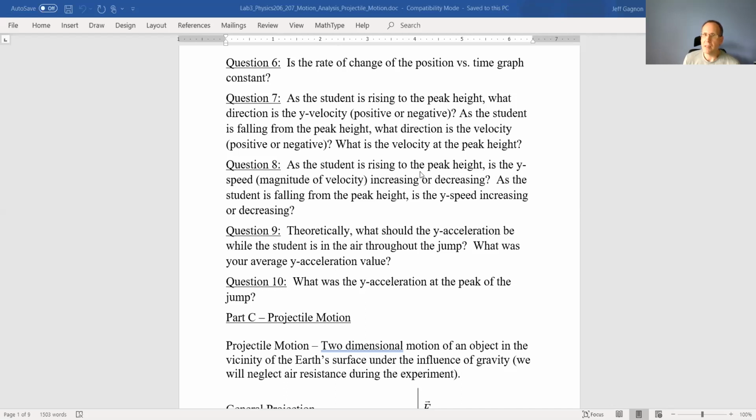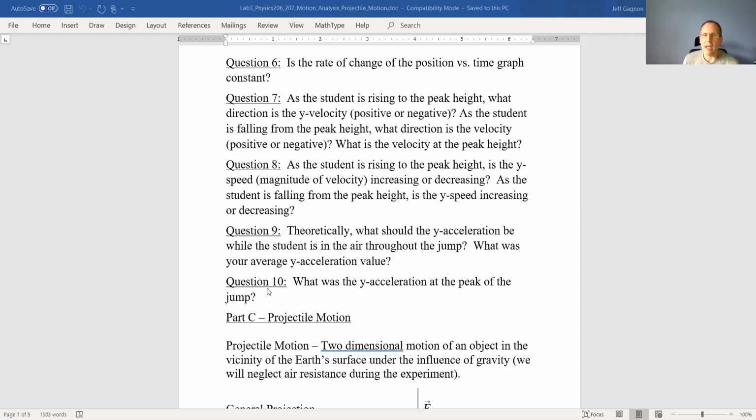As a student is rising to the peak height, is the y speed, which is just the magnitude of velocity, increasing or decreasing? And as a student is falling from the peak height, is the y speed increasing or decreasing? Then question 9, theoretically, what should the y acceleration be while the student is in the air throughout the jump? And then what was your actual value, right? When you did that sigma, the average fit, what did you get for an actual value?